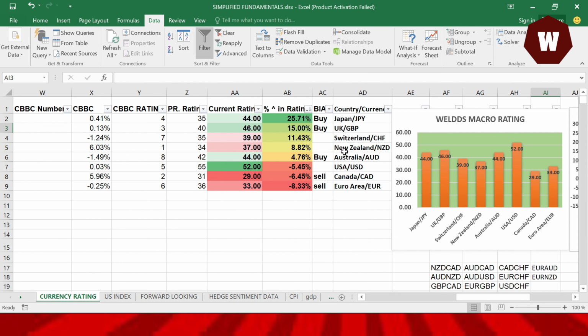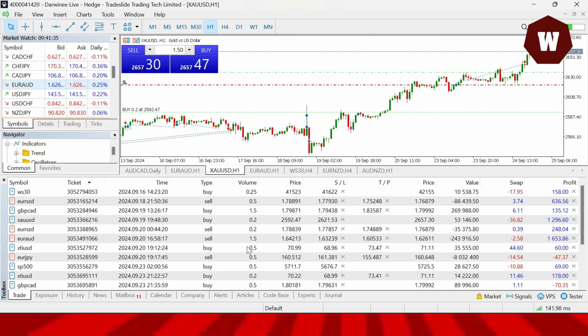Then you compare a currency like New Zealand dollar against Canadian dollar, you should expect a buy on that currency pair. You see another currency like euro against Australian dollar, you should be selling that currency pair because Australian dollar is strong, euro is weak. And that is just the simple concept that you are seeing in operation here.